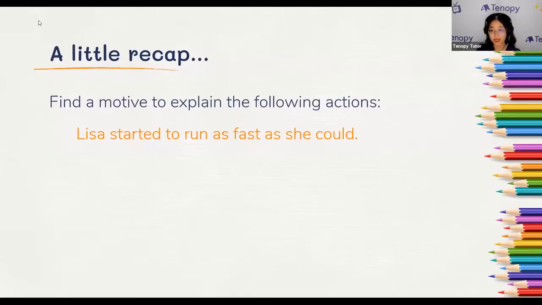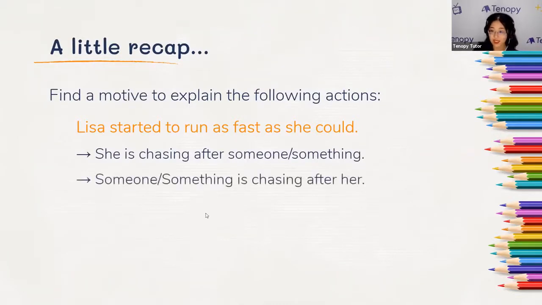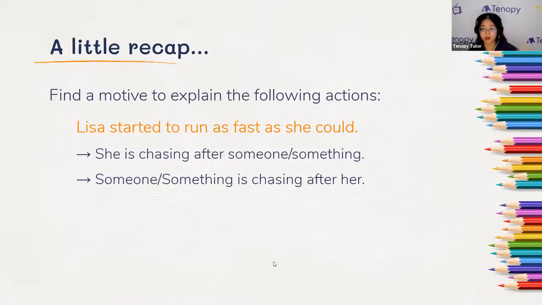There could be many motives behind this action. For example, she could be running in a race. Once the gun sounds, ready, start, go, and she starts running as fast as she could. A more common reason in our usual stories would be that there is a chase happening. Either she is chasing after someone or something, or someone or something is chasing after her. If something is chasing you, or if you want to chase something ahead, you would run really fast.